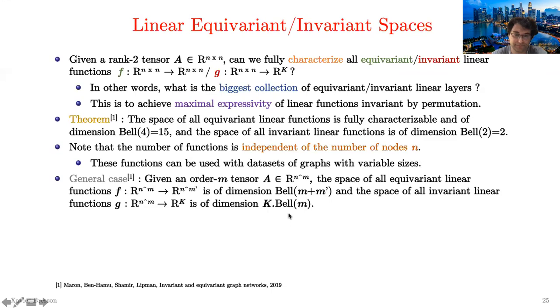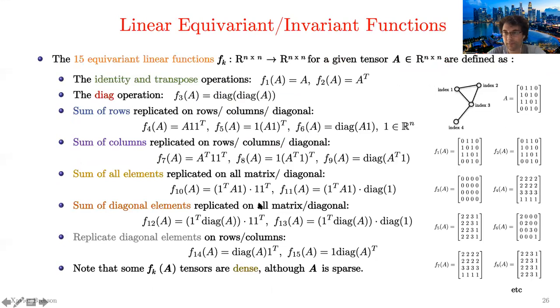Okay, so here is maybe one slide to give you all the 15 equivariant functions. You have a function from n to n, and you want to know all the functions which are equivariant. So there are all these functions. I will not go through the details of these functions, but what I want to say is that if A is a sparse matrix like you have here, what happens is that you are sometimes going to densify the matrix. You're going to have a full matrix here.